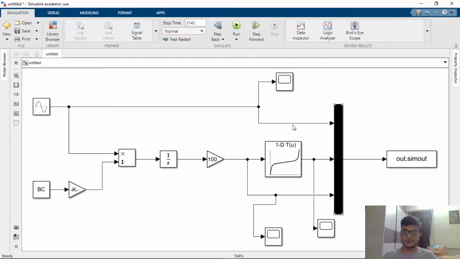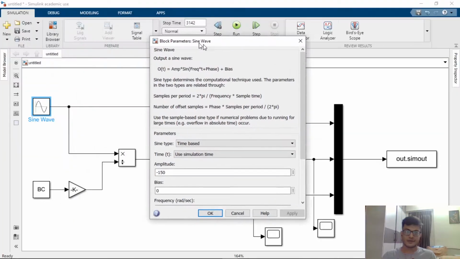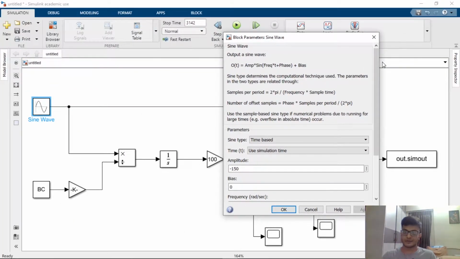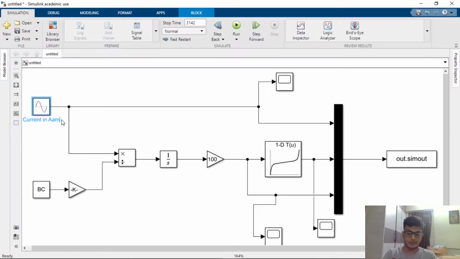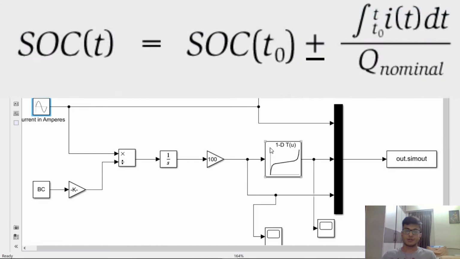I have already prepared the model. The simulation time is 3142 seconds. Now there is a significance behind it, why it is 3142 seconds. If we have a look at the sine wave, this represents the current. So let me just rename the block to current in amperes.